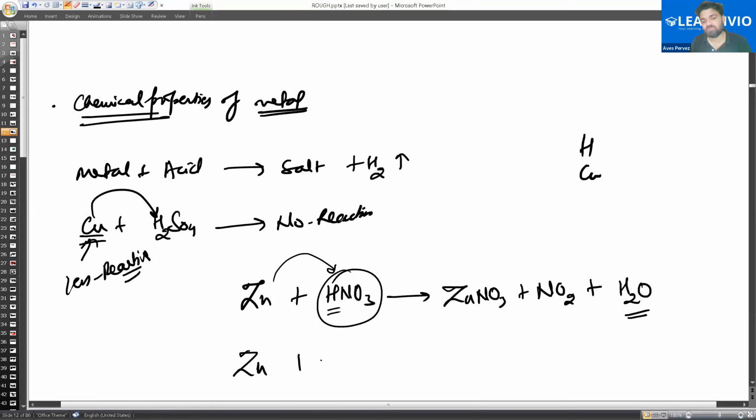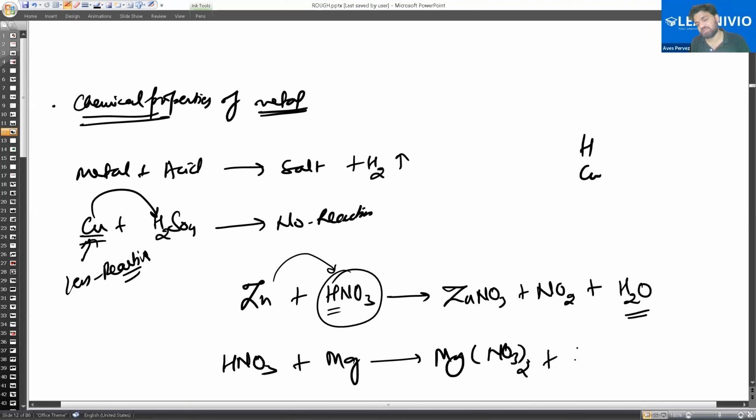There are two metals, magnesium and manganese, which when they react with HNO3 give you salt plus hydrogen gas. That is magnesium nitrate plus H2. So only these two metals, magnesium and manganese, react with nitric acid this way. Sir, in the zinc, it should be Zn(NO3)2, right? Because zinc has valency 2. Yeah, it should be.